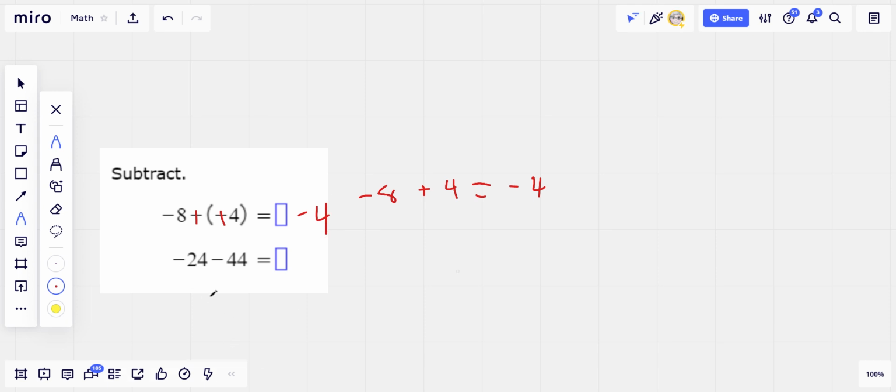Here we have negative 24 minus 44. So let me think of this as an addition problem. So that'd be negative 24 plus a negative 44. And here is the situation where you have two negative numbers. So you actually add the values. So 24 and 44 is 68. And then because they were both negative to start, that value 68 is also going to be negative. So that is a little more work with subtracting integers.